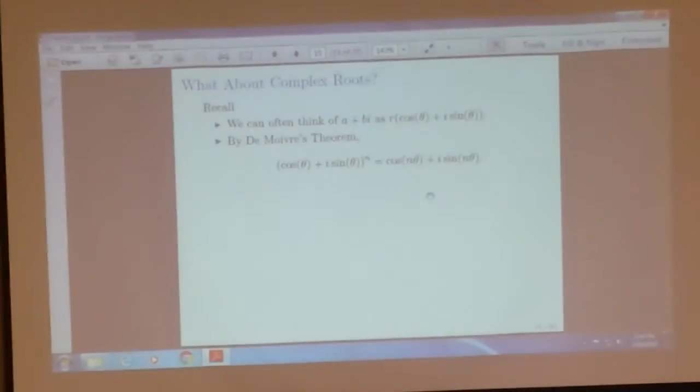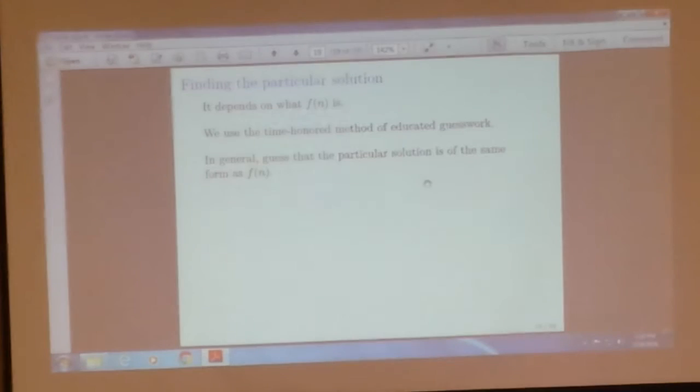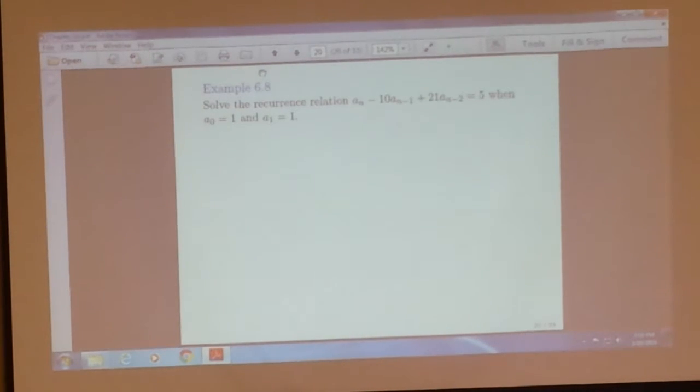Before that, I want to show you this. If you compare examples 6.8 and 6.9, you will find that the left hand side is all a_n minus 10 a_{n-1} plus 21 a_{n-2}. It's just that the right hand side in 6.8 is 5. In 6.9, the right side is n plus 4. So the left hand side is the same.